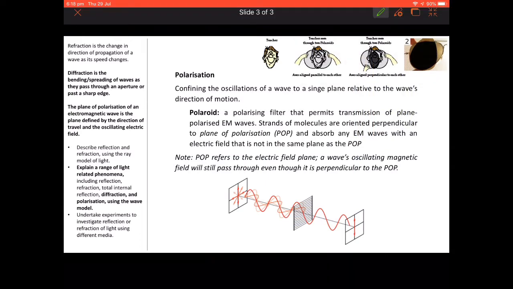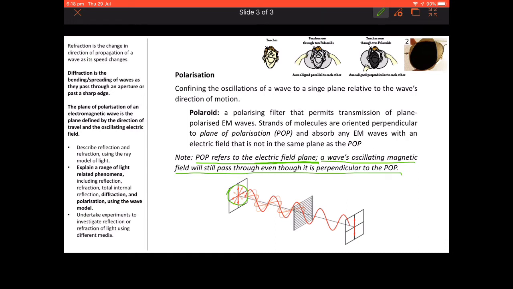And I'll just point out that the plane of polarisation refers to the electric field plane. A wave's oscillating magnetic field will still pass through even if it's perpendicular to the plane of polarisation. So we're just looking at the electric field here. So in our diagram, all of these waves that are represented here are the electric field. The magnetic field just isn't shown.